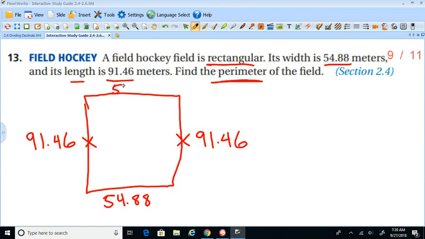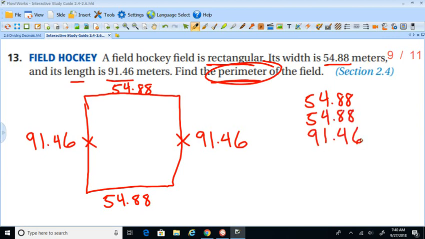Now a perimeter. To find the perimeter of any shape, we simply add the distance around the outside of the figure. So we need to add up 54.88 plus another 54.88 plus 91.46 plus another 91.46. Again, we're adding 4 decimals at the same time, which is okay. Just line up your place value. Those decimals should be lined up.